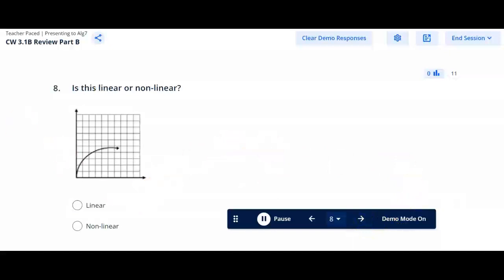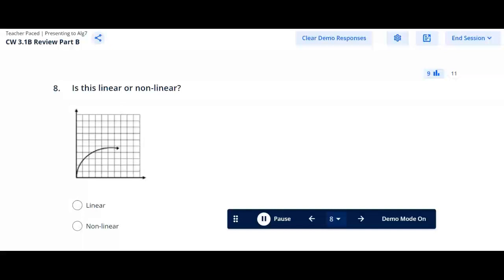Is this linear or non-linear? And I do want to encourage us when we explain our reasoning to not use pronouns. You can say the equation, the function, the variable, the line, the curve, the function. I think I said that one twice. Okay, waiting for one more person.